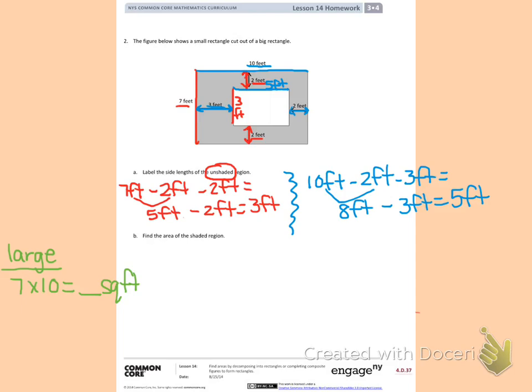Now let's figure out the area of the small rectangle. The small rectangle is 3 feet by 5 feet. 3 times 5 is how many square feet? Now let's figure out the area of the shaded region.